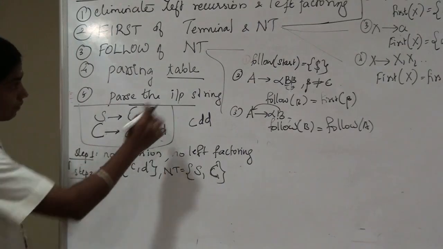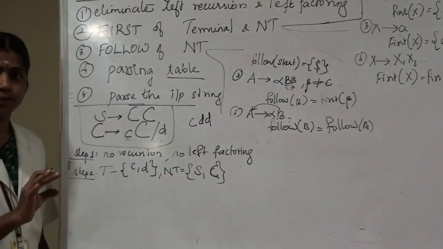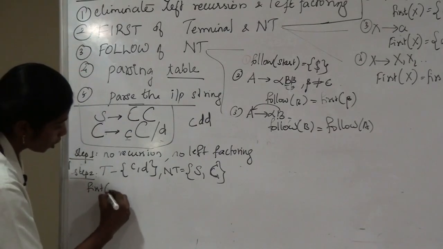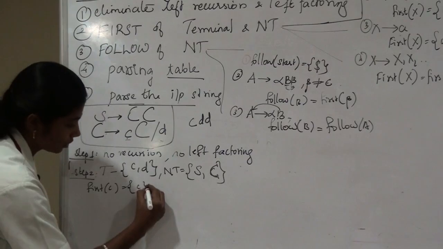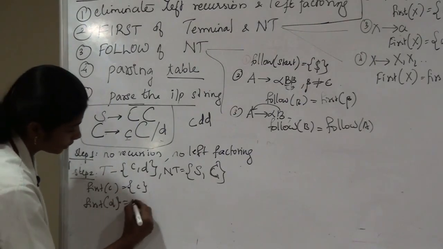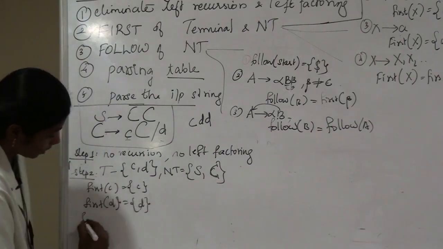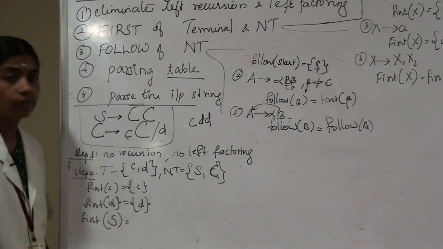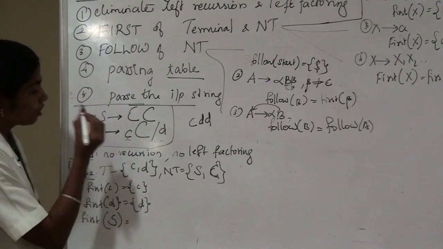This is capital C, right? So now, as we said, what is our first rule? First position for all terminal is terminal itself. So write it. So first of small c is small c, then first of small d is small d, and for capital S, first of non-terminals. So first of capital S.